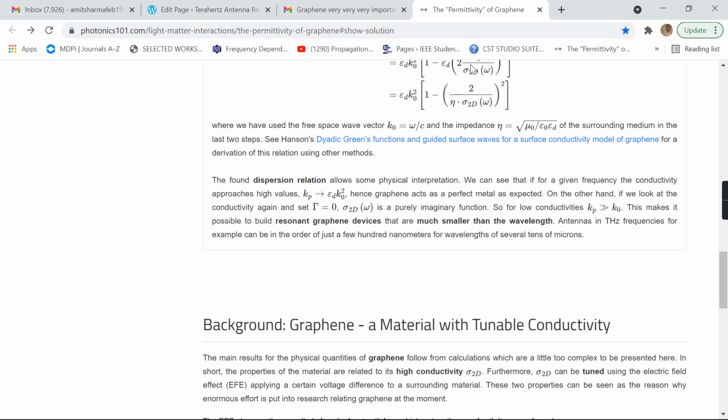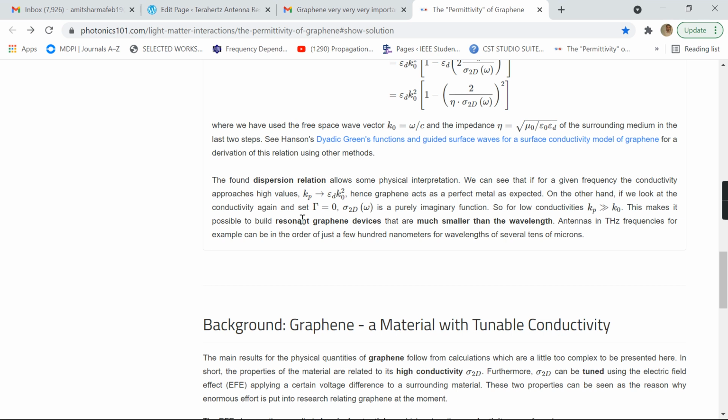The found dispersion relation, they are talking about this relation. The found dispersion relation allows some physical interpretation. We can see that if for a given frequency the conductivity approaches high values, kp approximately equals epsilon d k naught square. Hence, graphene acts as a perfect metal as expected. They are saying that the wave vector for SPP approaches epsilon d into k naught square, and this is the justification they are giving that graphene acts as a perfect metal.